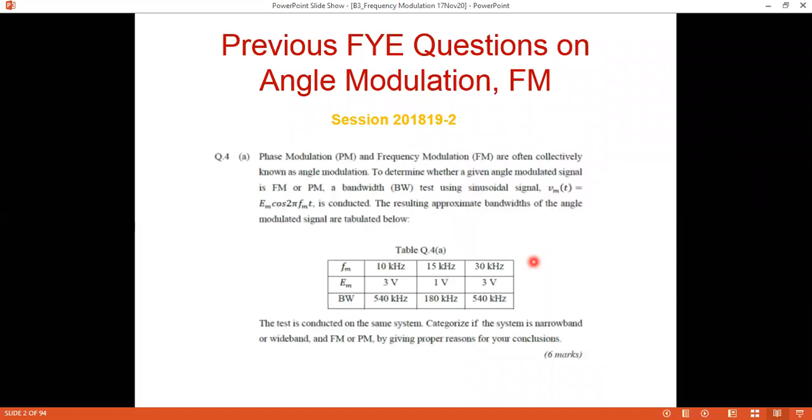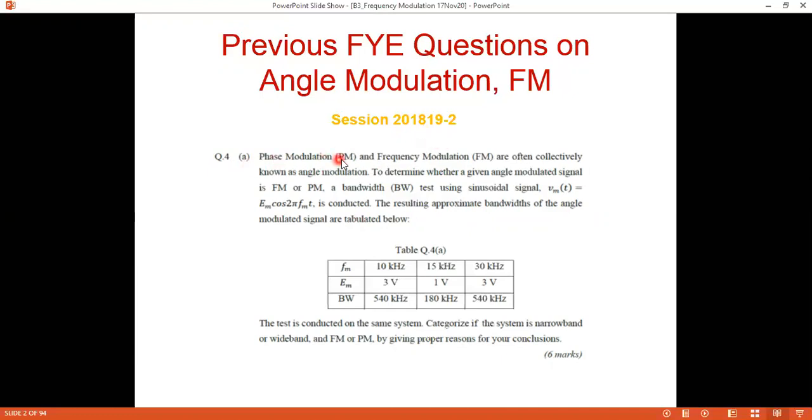So before I start with the content itself, I just want to share three final year exam questions on FM or angle modulation. Why do I want to do this? So that you can be alerted when these terms come out during the lecture. Throughout the lecture, if you come across some of the terms, you can pay more attention because you know that they are important and have come out in final year exams. So first we look at this question.